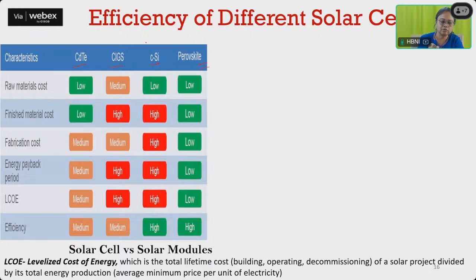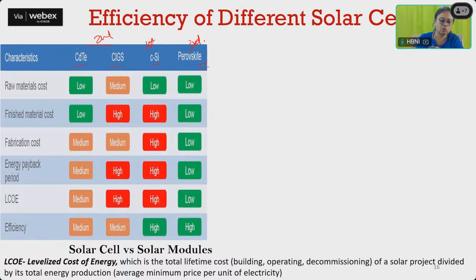So this is first generation. These two are second generation, and this is the third generation. If we see in terms of raw material cost, it is low for cadmium telluride, silicon and perovskite, but slightly higher for CIGS, because you are using copper, indium. These are high purity materials. Rare earths are there.